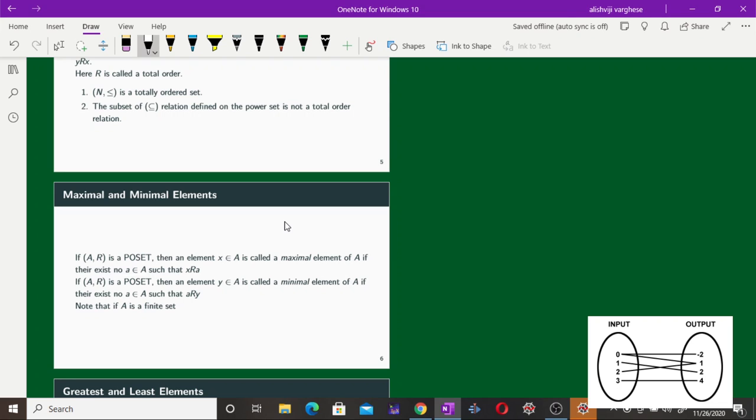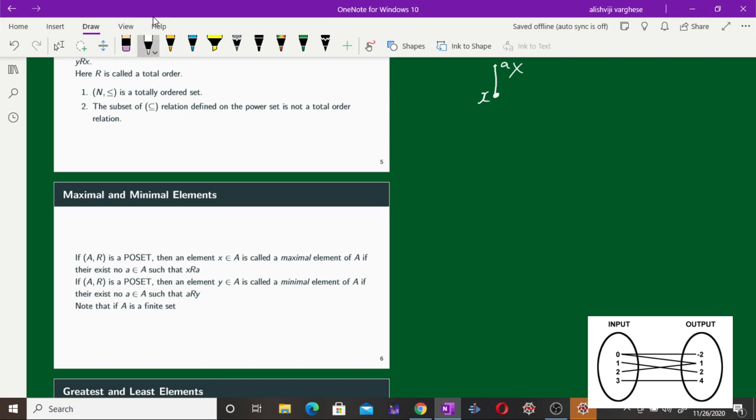So if we have a Hasse diagram, a maximal element is an element x such that there is no element a in A such that x is related to a. So x is related to a means there is an edge from x to a. There is no element a such that x is related to a. So in other words, there is no element which is placed above the element x in the corresponding Hasse diagram.